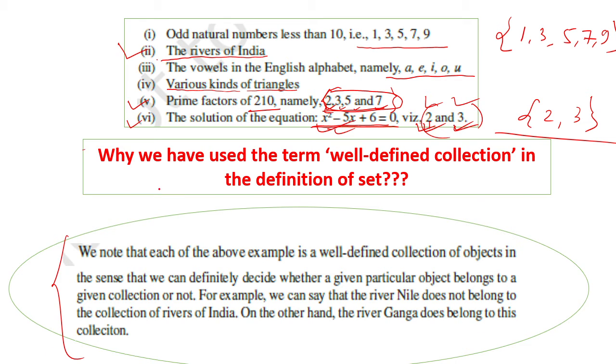The river Nile does not belong to this collection of rivers of India because it is outside of India, but the river Ganga belongs to this collection because the river Ganga is a river of India. So this is well defined. I have already explained what well defined means. This paragraph tells you how to describe the term well defined.